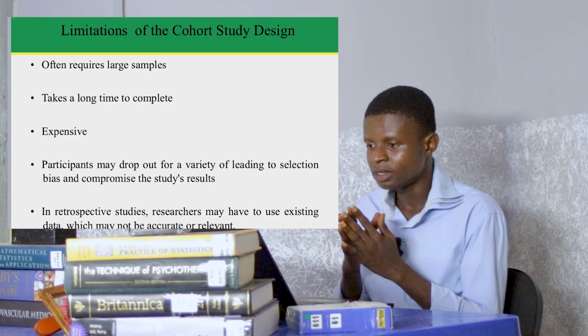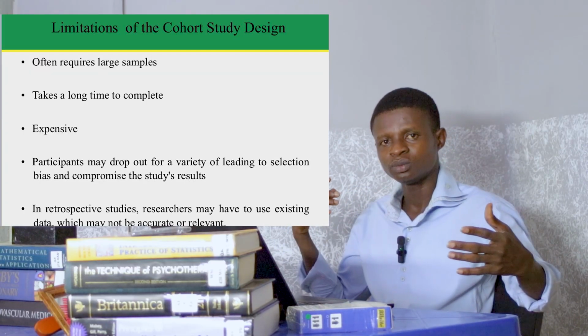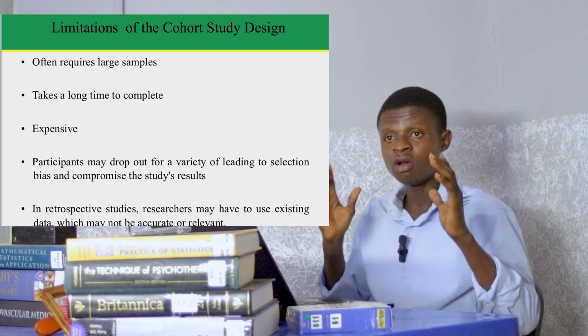Okay. Then also with the limitations, it often requires a large sample size. You need a very large sample size to recruit in order for you to know the cause, because you can't take just a few people and then say that this is the cause. You need a very large sample size, and then it takes a very long time. Let's say you are looking at a real case, which is cancer. Cancer can take about 10 years to develop.